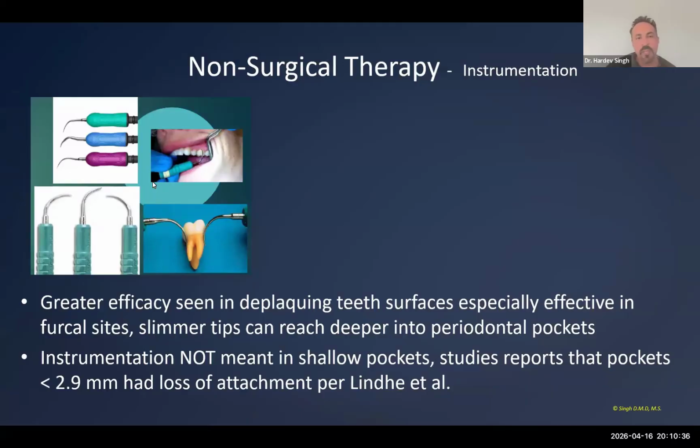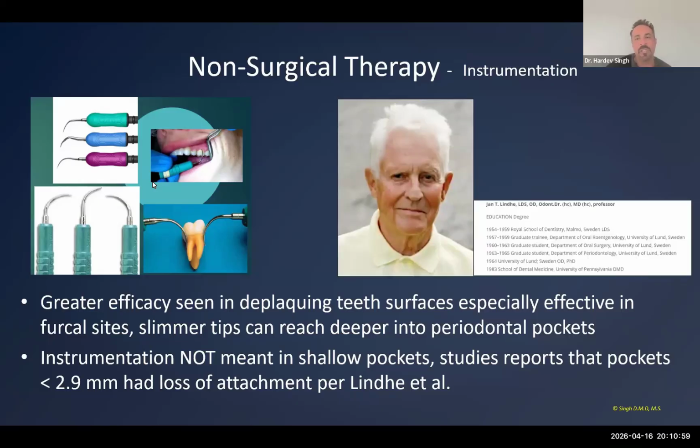Now, greater efficiency and efficacy in removing plaque is seen when you're doing furcation sites with a Cavitron or a slim tip with your piezo, whatever ultrasonic you want to use, but you've got to use a slim tip, because the reason is that these furcation sites are very, very narrow.